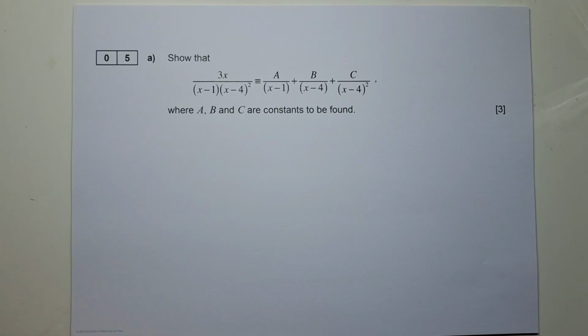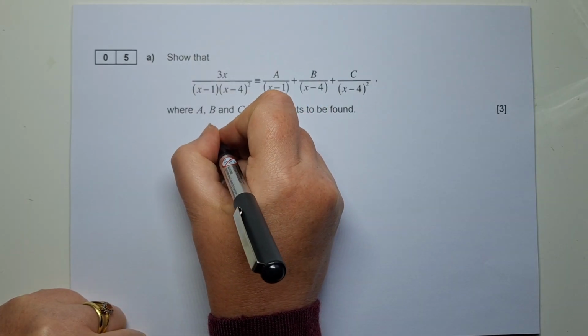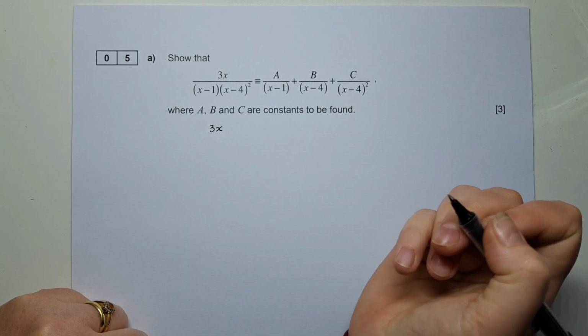Question 5a. Okay, so we've got a partial fractions question where they've even given us the pattern that we need to use, so that's helpful. Most of the time they don't give us a pattern, so make sure you do know what you're supposed to be doing. Okay, so we're going to carry on from that line. I'm not going to copy it again.